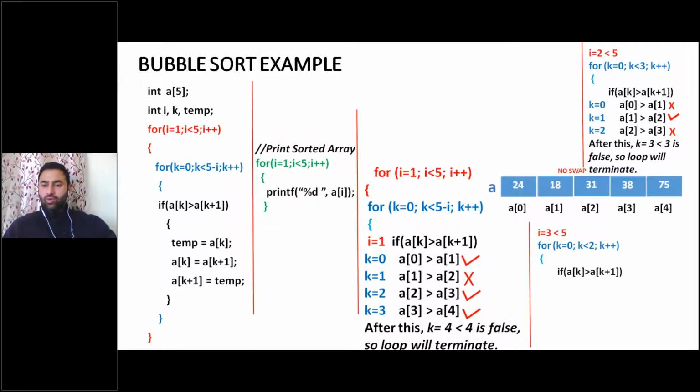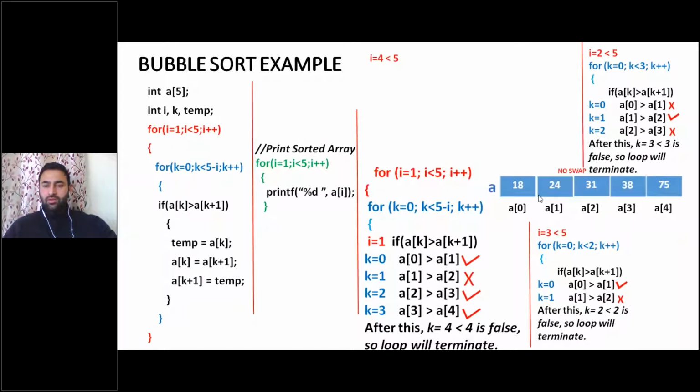This time only 2 comparisons will be done, between 24 and 18, and then the next 2 elements. First time 24 is greater than 18, so they will be swapped. Next time the value of k is 1, so the next 2 elements 24 and 31 are compared, and since the condition is wrong, they will not be swapped. You see after the third pass, the third element has been sorted. The last 3 elements 75, 38 and 31 have been sorted in 3 passes, and the number of comparisons reduces after every loop. Here the number of comparisons is 4, here 3, here 2. In the next loop, the number of comparisons will be 1, between only these first 2 elements.